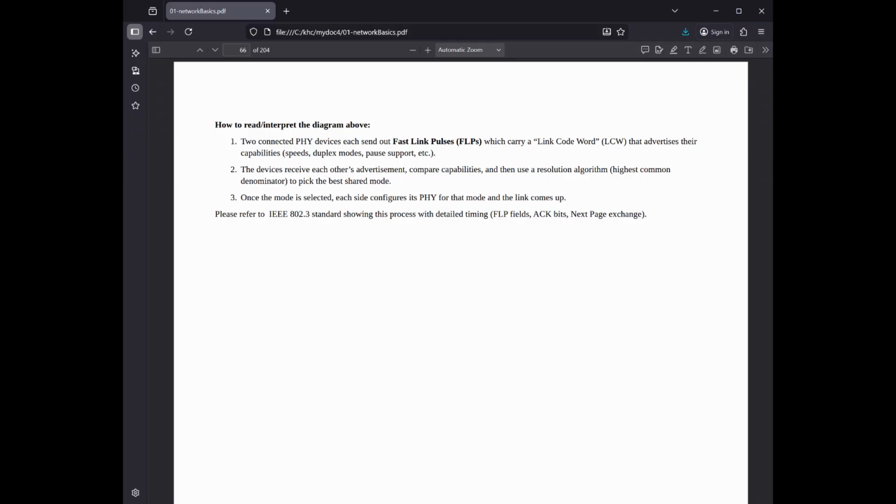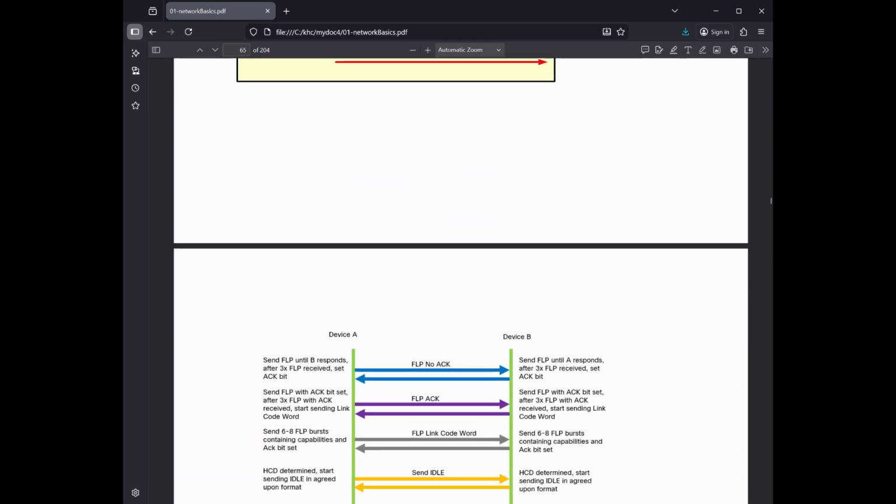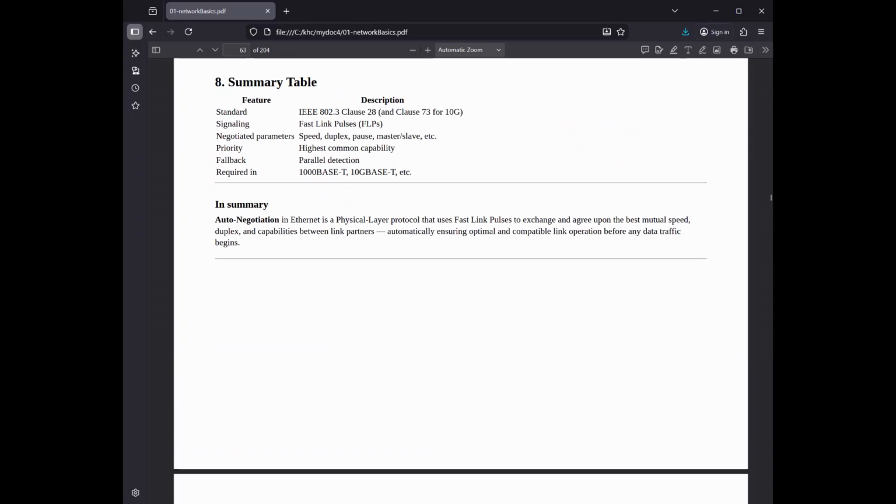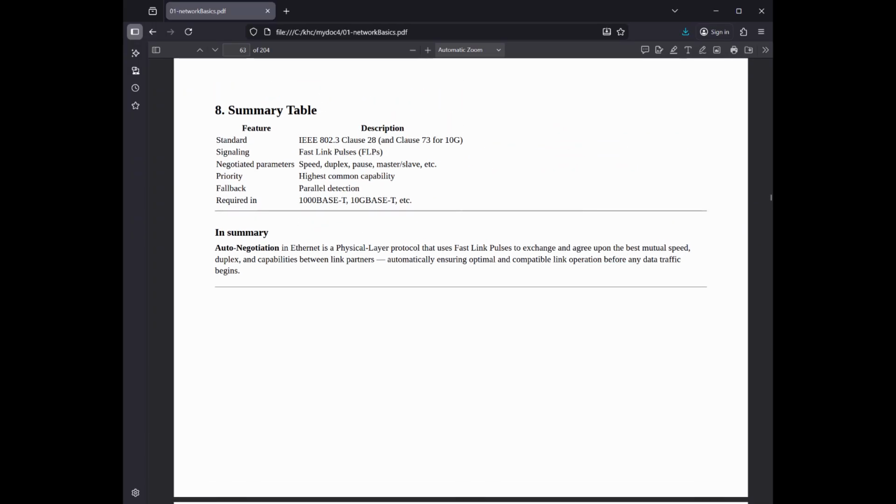Benefits and best practices: ease of use, automates link setup, reducing the need for manual configuration and potential human error. Interoperability, ensures compatibility between devices from different manufacturers and generations. Performance optimization, guarantees that the link operates at the highest possible shared speed and duplex mode. For reliable operation, manufacturers generally recommend enabling auto-negotiation on all access ports by default.